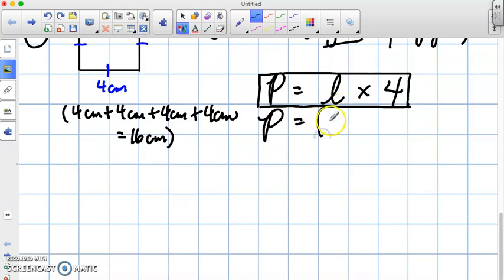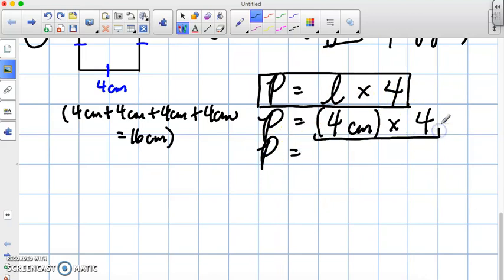Remember, the next step is substitution. We have to substitute L. In this case, we know our length is 4 centimeters times 4. Remember, I'm recopying everything on the next line in the same order as it appears above. Now we can solve 4 centimeters times 4. P equals 16 centimeters, and then circle your final answer.